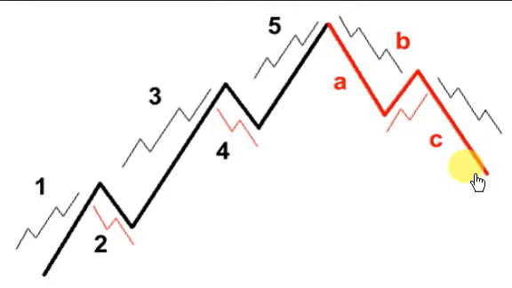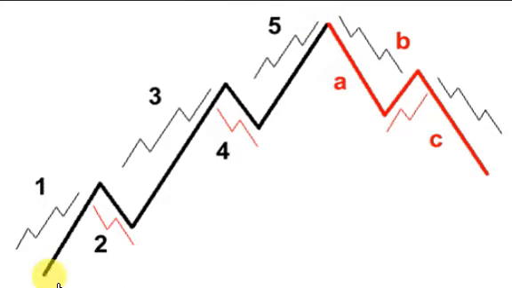So the first one of the 3 cardinal rules, wave 3 can never be the shortest impulse wave. So remember, we talked about 1's an impulse wave, 3's an impulse wave, 5's an impulse wave here. This 3rd wave can never be the shortest. Okay, it's often the longest, but it can never be the shortest of the waves. And you can see here that it's longer than wave 1 and wave 5.